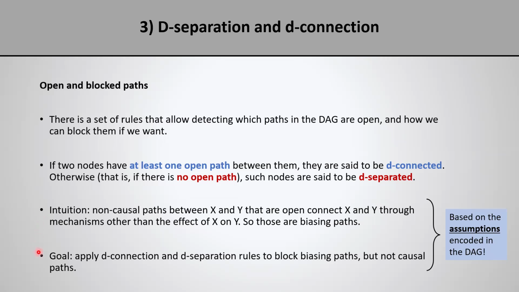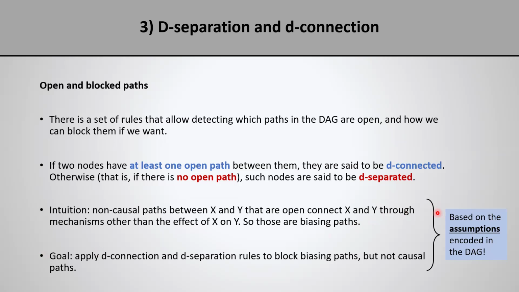And our goal is to use the DAG and apply d-connection and d-separation rules to block biasing paths, but not causal paths. And the idea here is that if we can block all biasing paths, the only remaining source of association between X and Y can only be the causal effect. And of course, it is important to understand we are doing all this based on the assumptions encoded in a DAG. That is, once we use our prior knowledge or our prior assumptions to draw the DAG, then we can use the DAG to arrive at those conclusions.